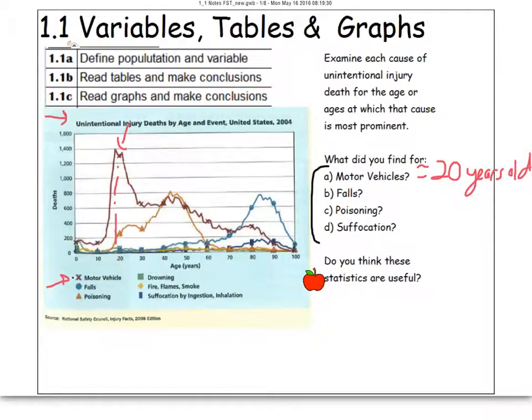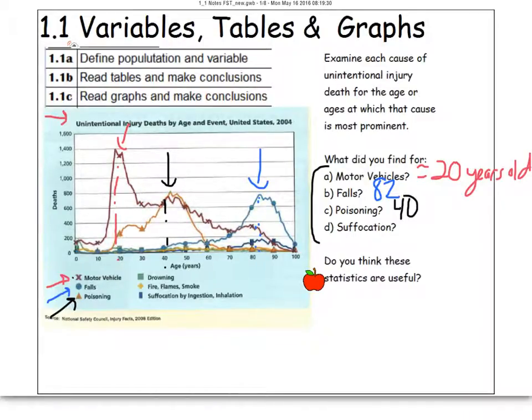Okay, falls is next. The falls is the blue line with the circles on it. So if we look at that, the falls look like it's about right here, probably somewhere around 82 or 83 years old. Poisoning is going to be the yellow line with the triangle here. And the highest death age for poisoning looks like it's right about here, possibly about 40 years old, 42 years old, somewhere in there.